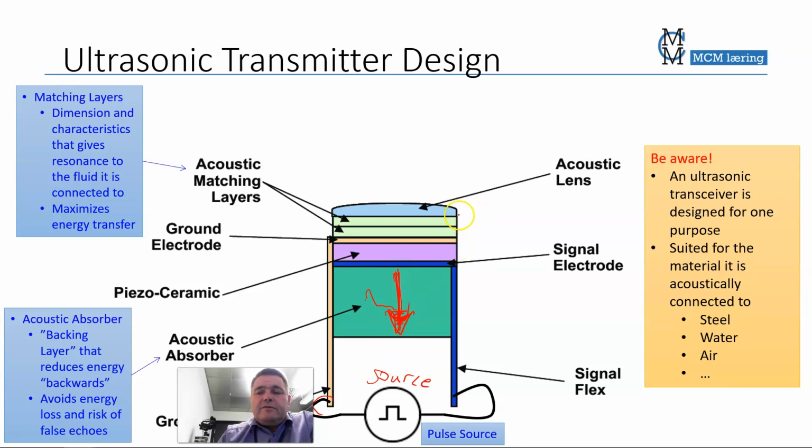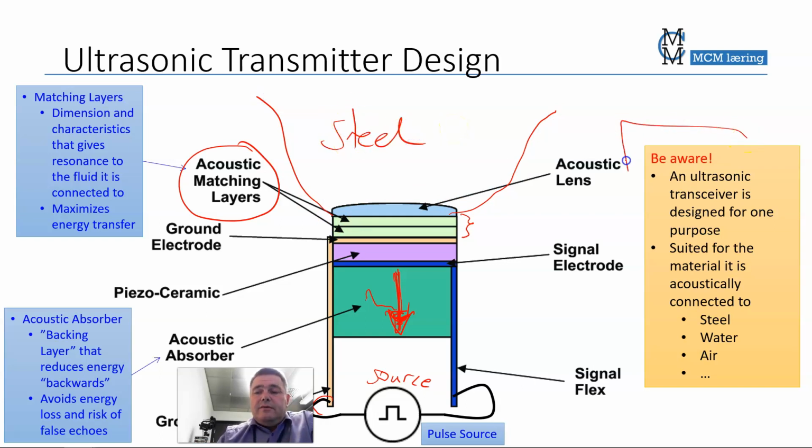Then you have something called acoustic matching layers, and the matching layers make sure that the material that this transceiver is connected to matches in terms of impedance, which means that as much energy as possible will go through and as little as possible will reflect back to the piezo crystal. And then you connect this one to the material, which, for example, can be steel.